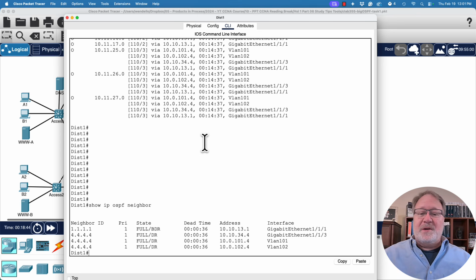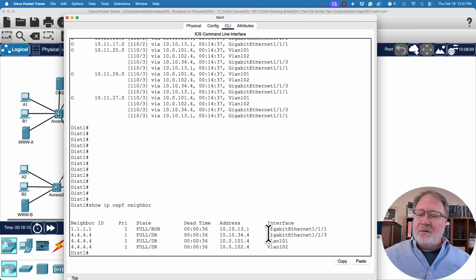So show IP OSPF neighbor, it's got 4 neighbors listed, but it's a repeat of 4444 a bunch of times, which is kind of interesting. So first off, neighbor ID 1111, that's Core 1. There's a routed link from this layer 3 switch to Core 1, so we'd expect to see that neighbor. Probably a surprise to you was seeing 4444, which is dist 2's router ID, show up 3 times.